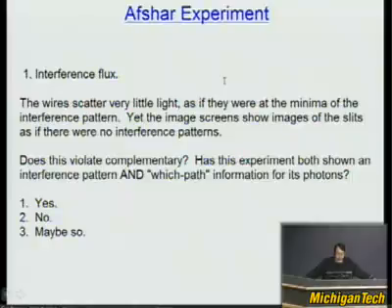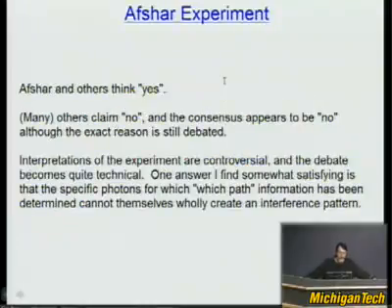Has this experiment shown interference pattern and which-path information? Yes, no, or maybe so. The answer is that Afshar and several others think that yes, they've now defeated complementarity. They can tell you both which way the photon went and that this photon participated in an interference pattern. Many others claim no. And the consensus also appears to be no, although oddly enough, even in recent literature, people are debating why the answer is no. So interpretations of the experiment are controversial and the debate becomes quite technical.